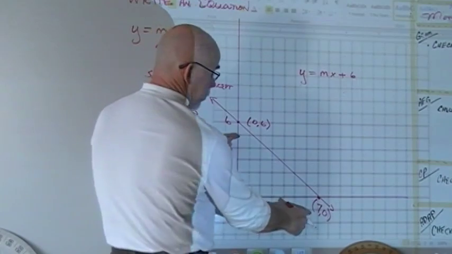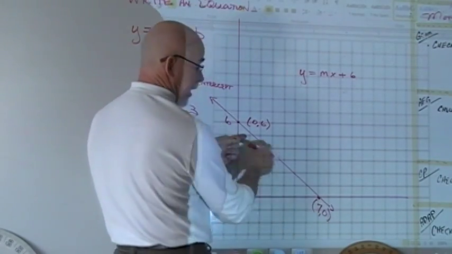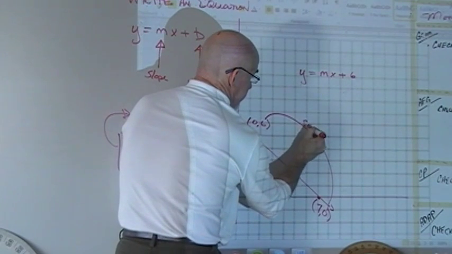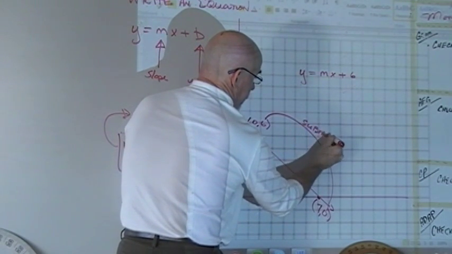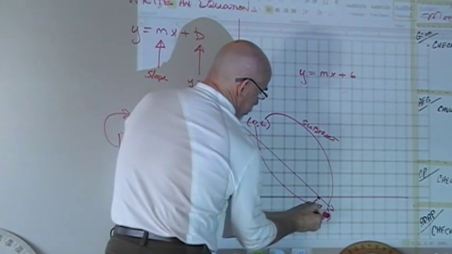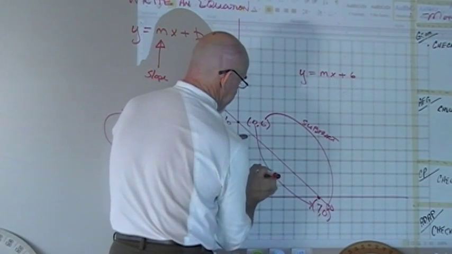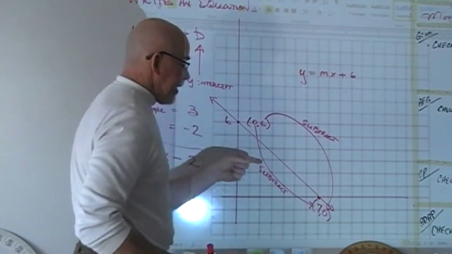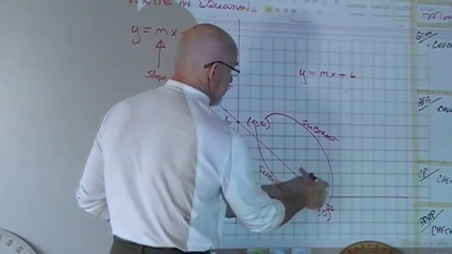Well, given 2 points that the line goes through, we can subtract the y's, and subtract the x's in the same direction, and get the slope of that. So that's going to be 6 minus 0.